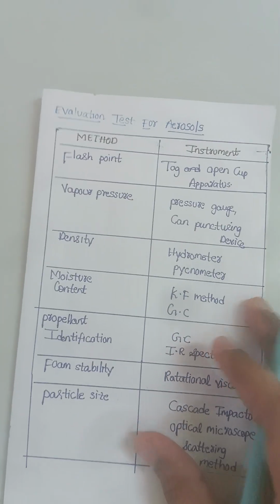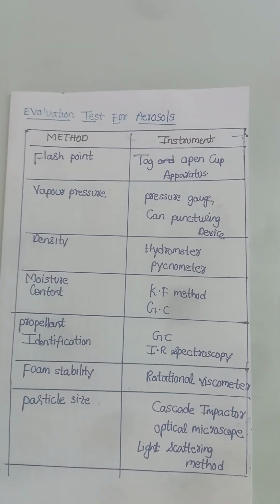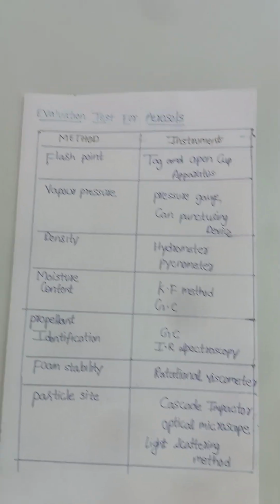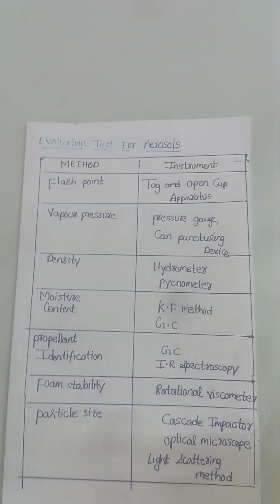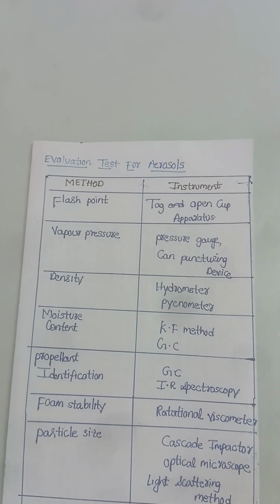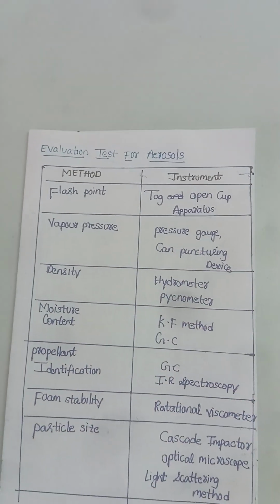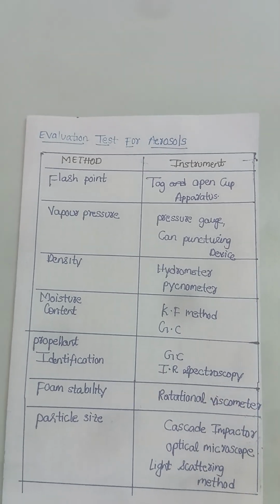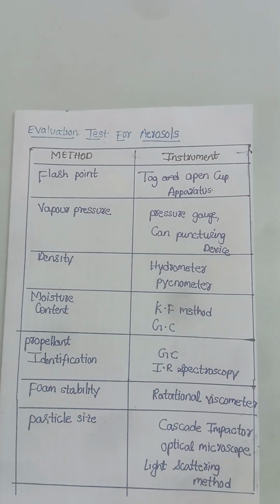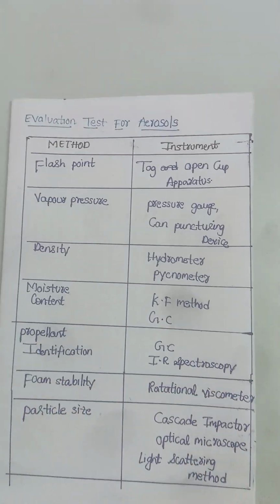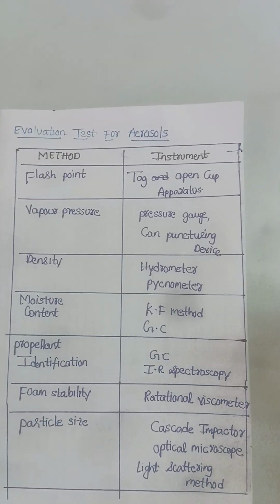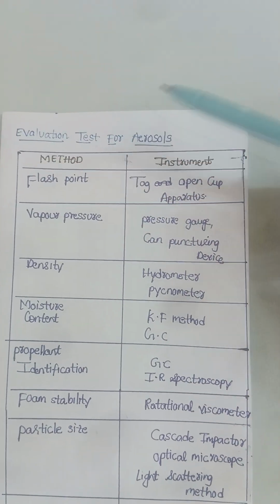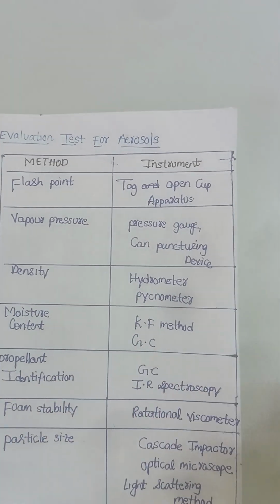In this video we will also discuss the different evaluation tests for aerosols. Generally the aerosol contains some propellant, some gases filled into the container. So we have to test how much pressure there is, how much moisture content, how much density the gases have, how much stability, and how much particle size the gases have inside the container. We have to check these parameters for aerosols, and for checking them we have different instruments.